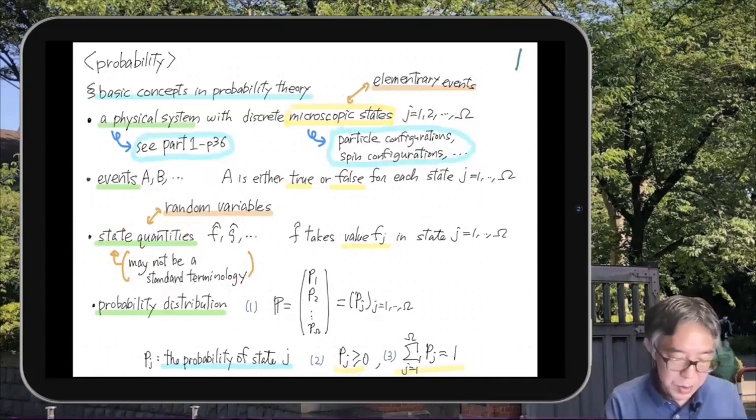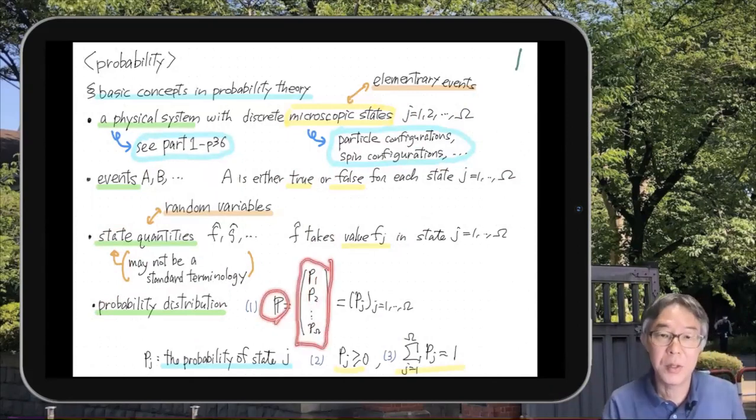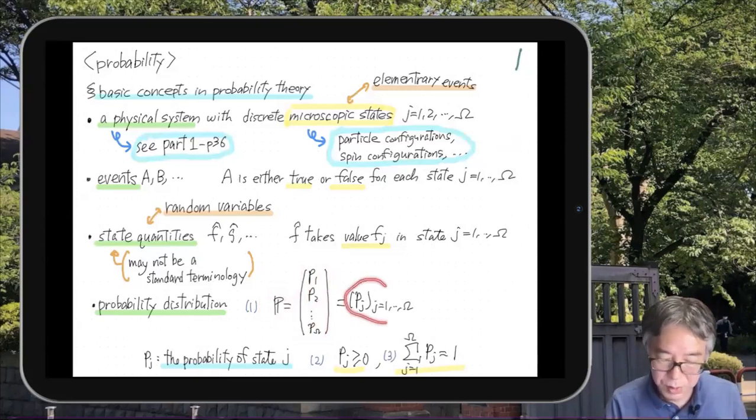Okay, and a probability distribution is a collection of omega numbers, p_1, p_2, ..., p_omega, and I denote it like this, as p, and sometimes represent it as a vector like this, or you can simply write it like this. And these entries, p_j, are called the probability of state j.